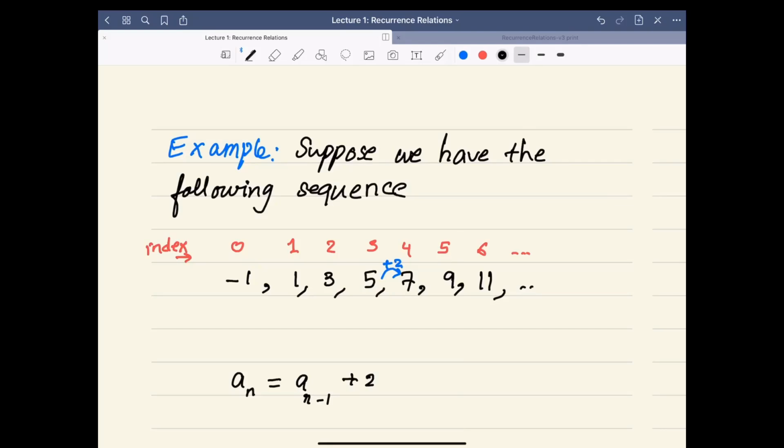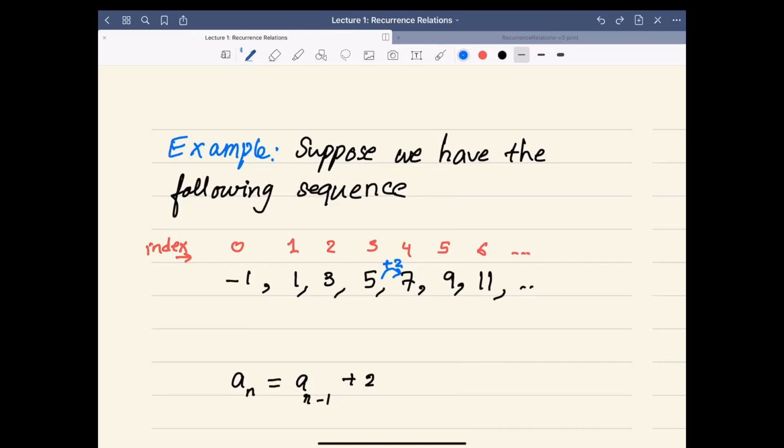So if you want to find, for example, A6, then A6 is equal to A5 plus 2. Find the value of A5, add 2 to it, and you will get the value. But this cannot be applied to the first number in the sequence. For this one, we cannot apply this equation because if I put A0, then there is no A_(-1). So this is a special case.